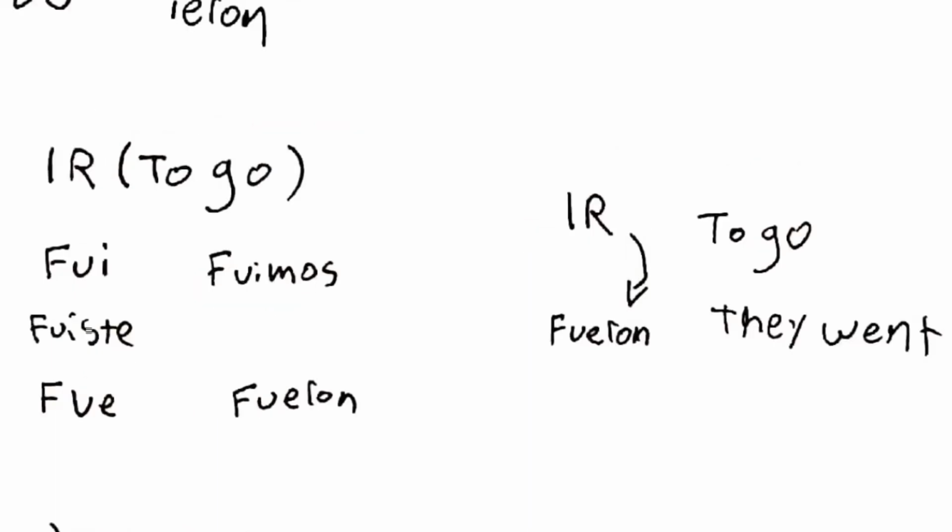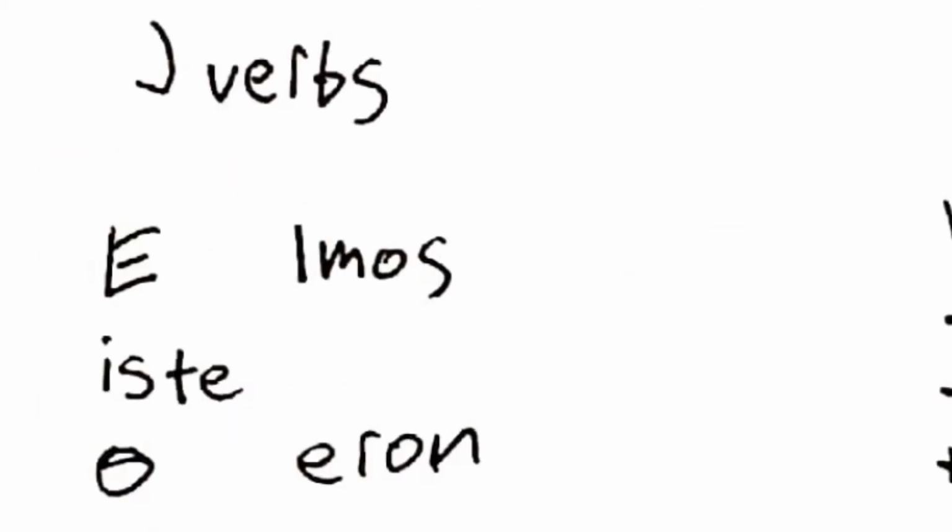The next are ir verbs. Ir means "to go" in Spanish. And these would just be fui, fuiste, fue, fuimos, and fueron. Next you have GA verbs, which would be í, iste, o, imos, and eron. These are a little bit more tricky.